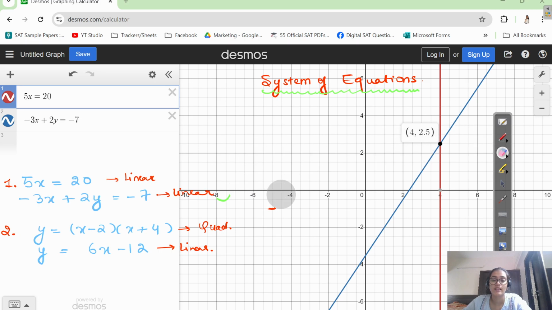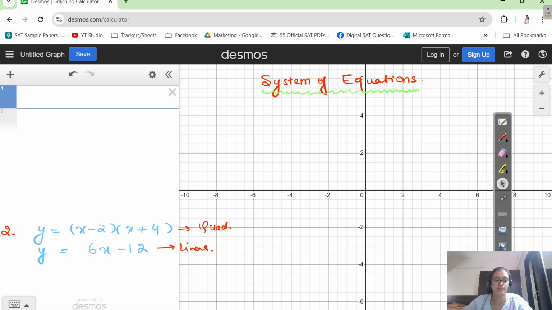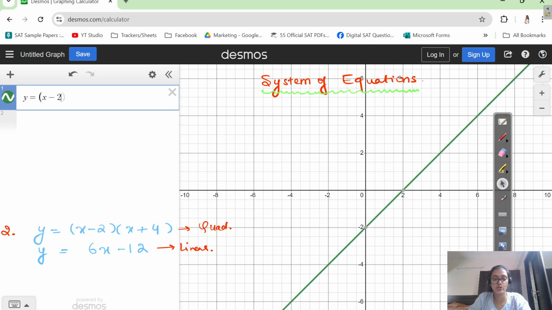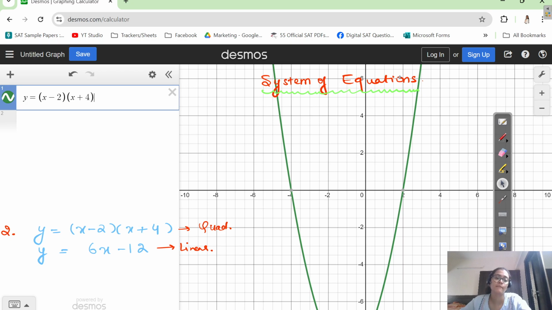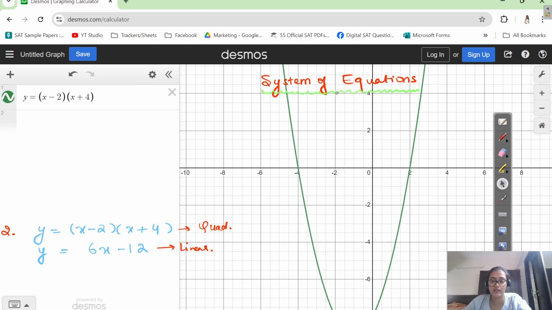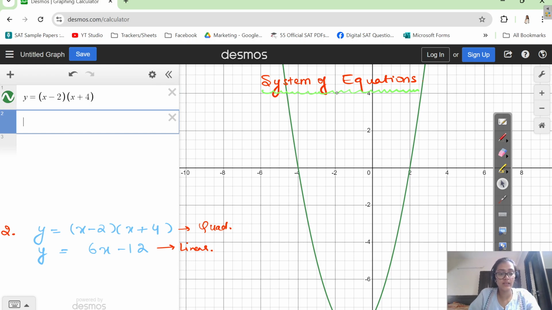So let's move to the next example. In the next example you have a quadratic equation and a linear equation. So as always, just plot the equations. The first one is y equals (x minus 2) times (x plus 4). So this is the graph of the quadratic, the graph of the parabola. Right now the parabola has two solutions. Let's also plot the line y equals 6x minus 12.